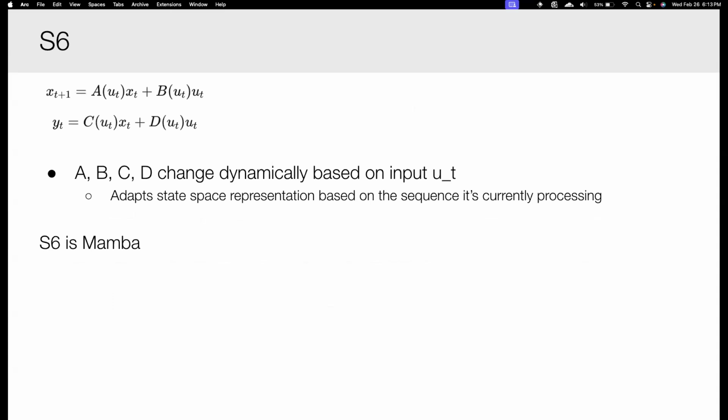We're going to get into that more next lecture. The main formulas for S6 changed. You now have your input parameters u t next to every single A, B, C, and D parameter from earlier. And A, B, C, and D change based on u t.